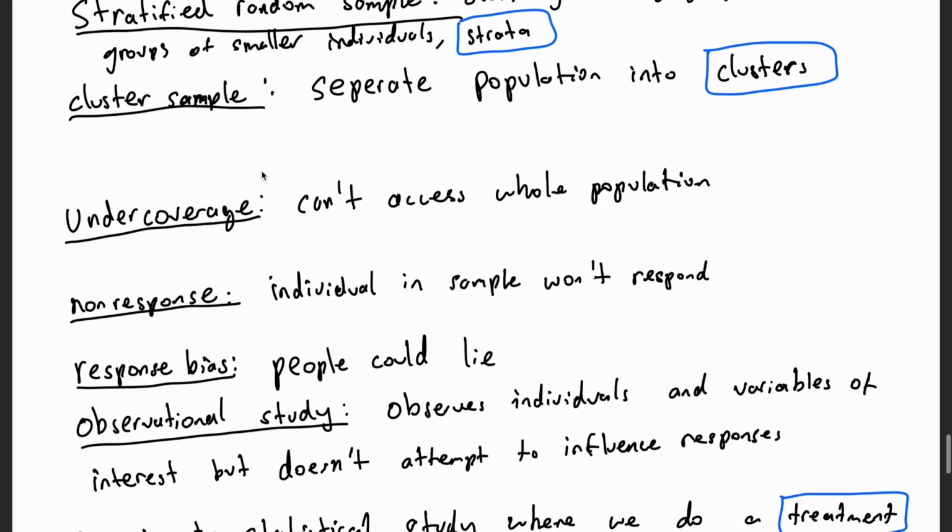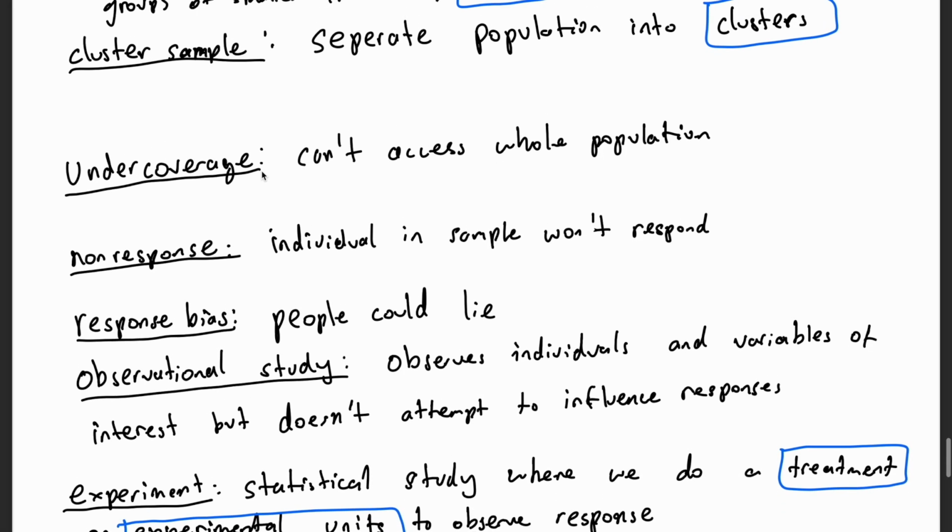And then we have undercoverage, non-response, and response bias. Undercoverage is basically when you can't access the whole population. For example, if you're doing an internet poll about something political, not everybody is going to be on the internet, so you won't be able to access the whole population for the most accurate results of that poll.